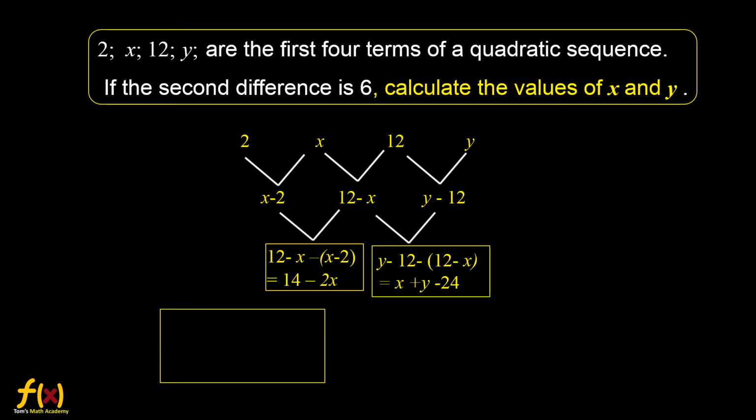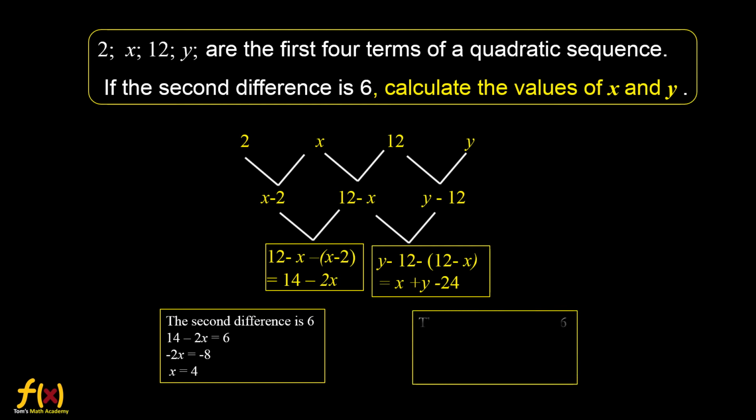Now the question says the second difference is 6. So we have 14 minus 2x as the second difference, which is equal to 6, and we solve for x. So we get x is equal to positive 4. Again we have second difference 6, x plus y minus 24 equal to 6. We have already got x is 4. Then we solve for y from the equation, y is equal to 26. So we got x and y.